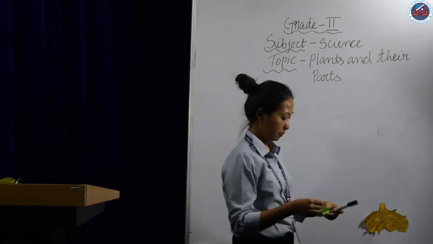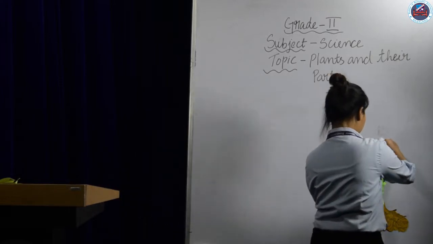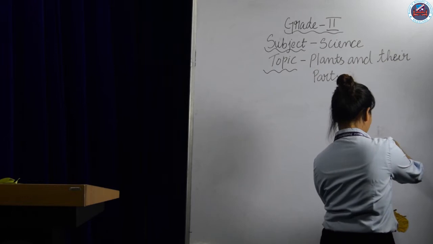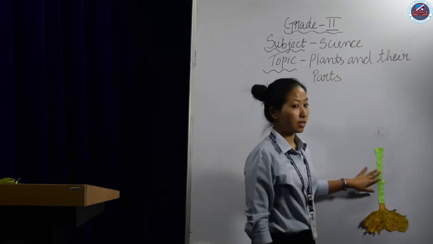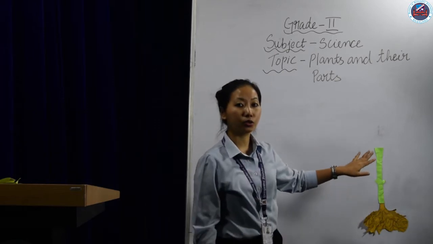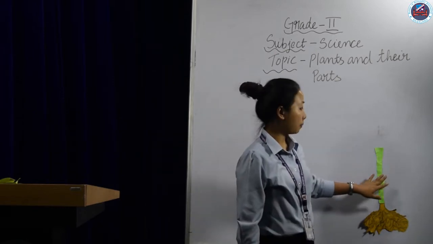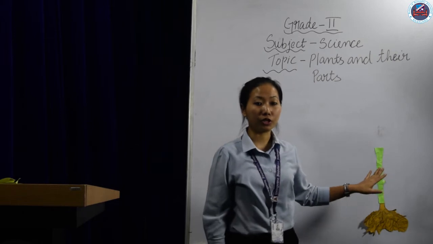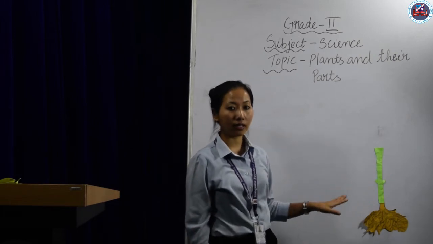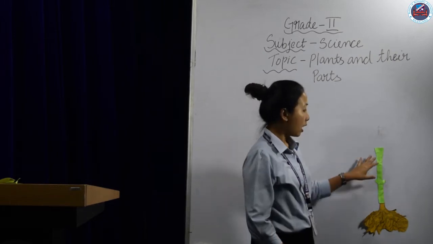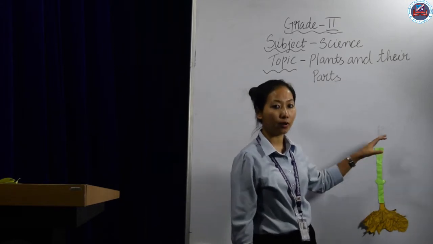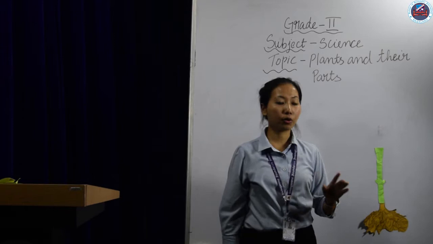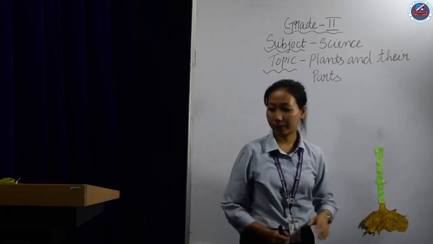The next one is the stem. This stem is the thickest and the strongest part of the plant. This stem is generally green in color, but later it turns brown. The role of the stem is that it transports the water around the plant. Transport means to move something.